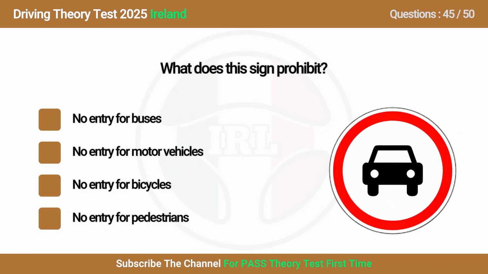A. No entry for buses. B. No entry for motor vehicles. C. No entry for bicycles. D. No entry for pedestrians.